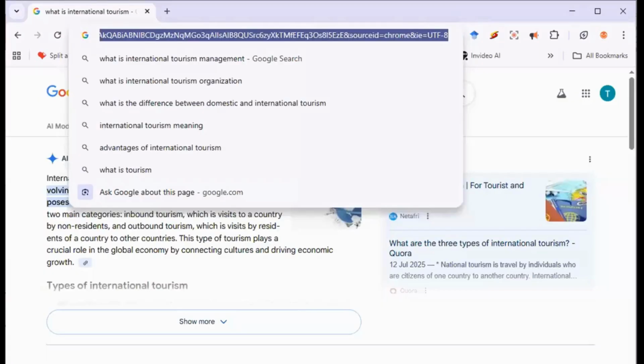We are going to use two AI tools. I'm going to use ChatGPT and I'm going to use Gemini. So let's use ChatGPT first. ChatGPT.